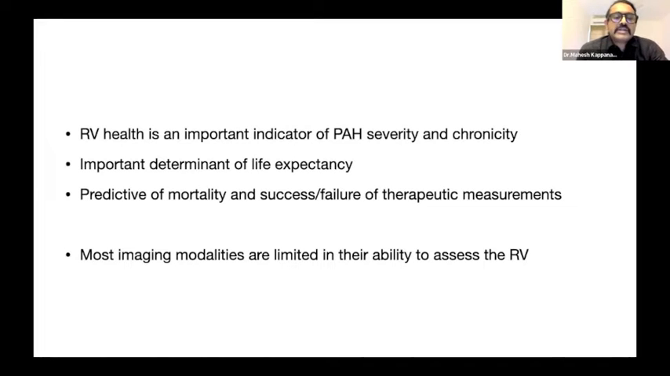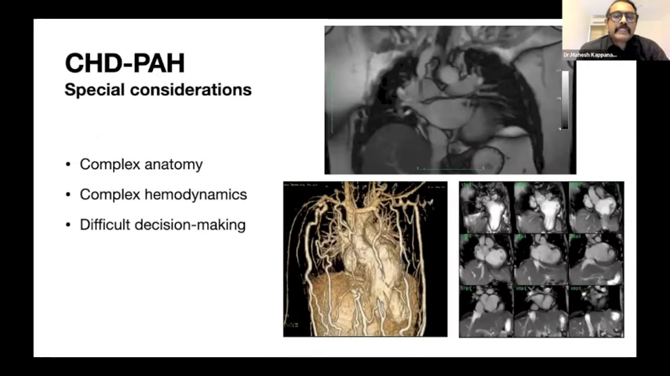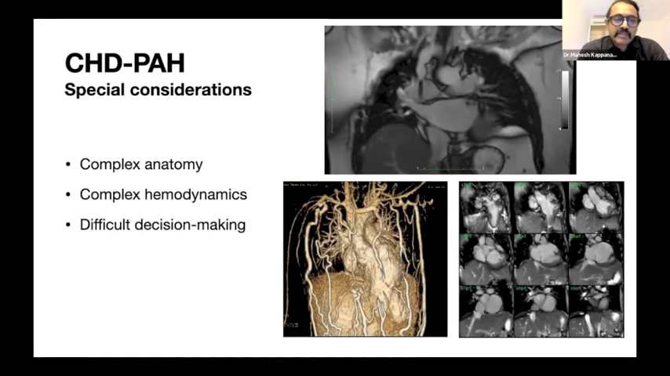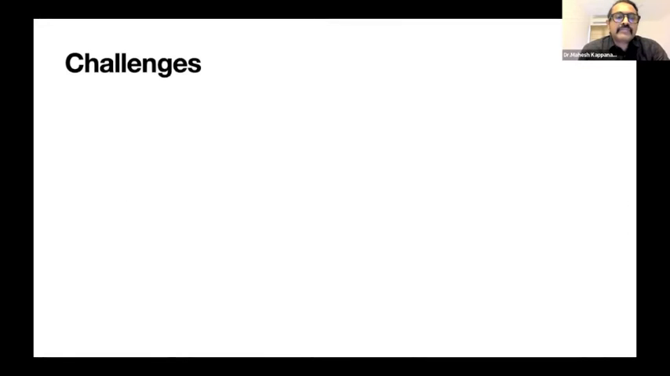Yet, most imaging modalities are limited in their ability to assess the right ventricle, and this is one of the areas where cardiac MRI really comes in. Also, when we deal with congenital heart disease PAH, there are multiple special considerations which include the complexity of the anatomy and the hemodynamics, and the associated difficulties in decision making.